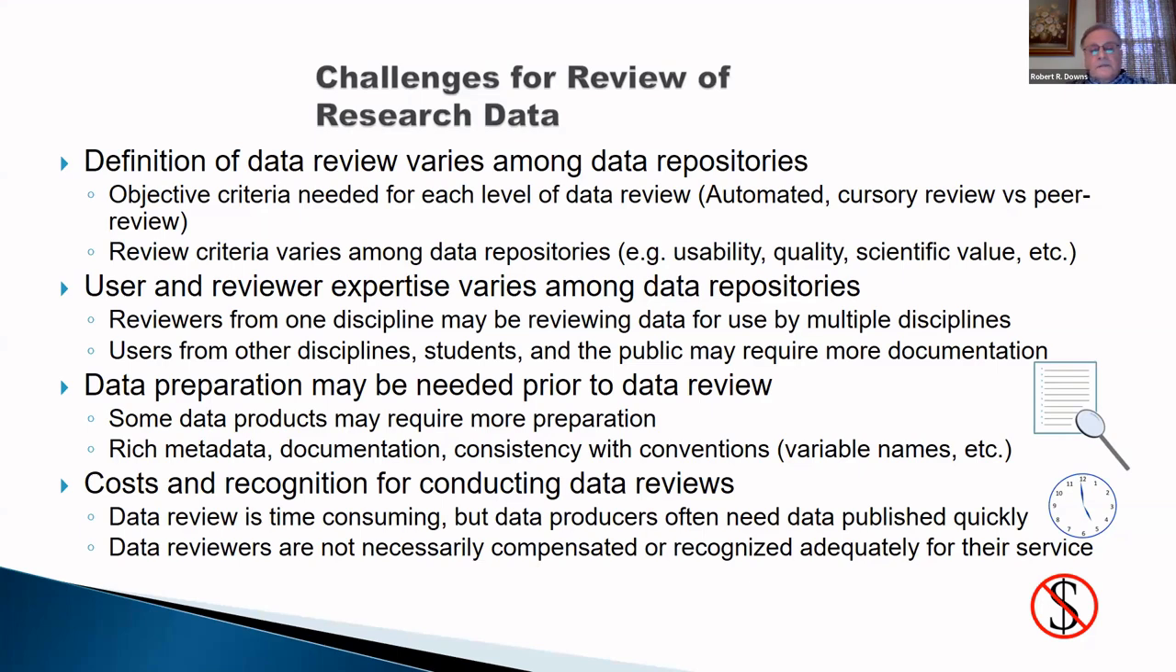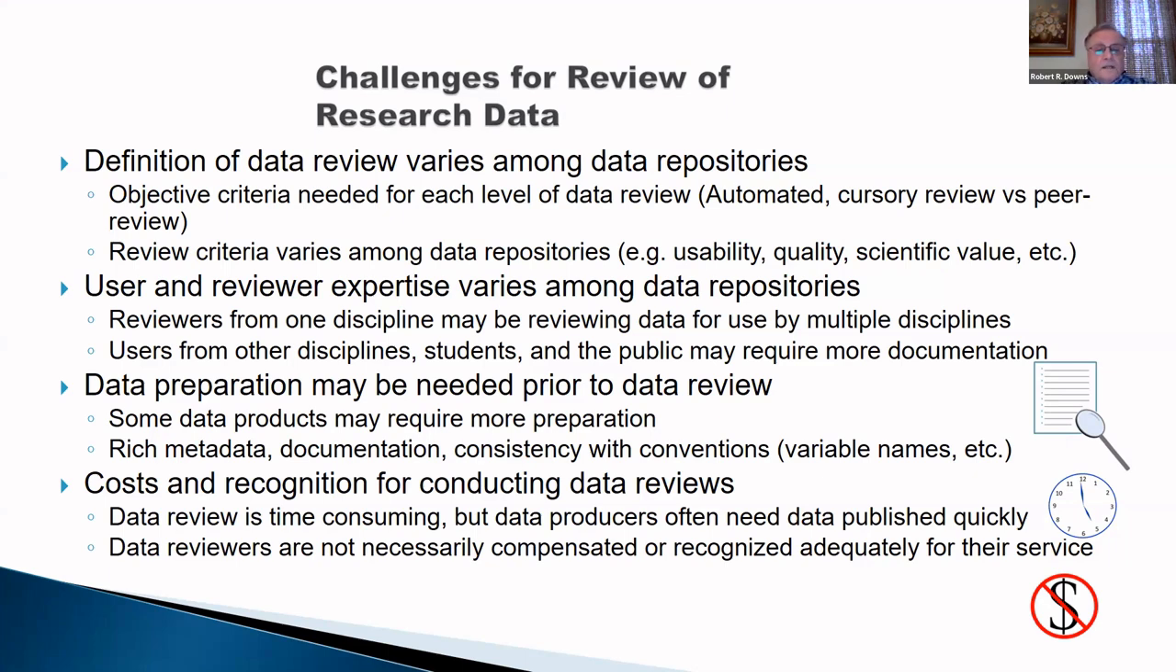And some people think, well, are we just going for usability, or are we looking at the quality, or are we looking at the scientific value? And it might be all of those things. And then the expertise varies among data repositories. And if you have one discipline represented in your repository, it might be a challenge if you're getting data from multiple disciplines. And then more documentation may be required in that regard.